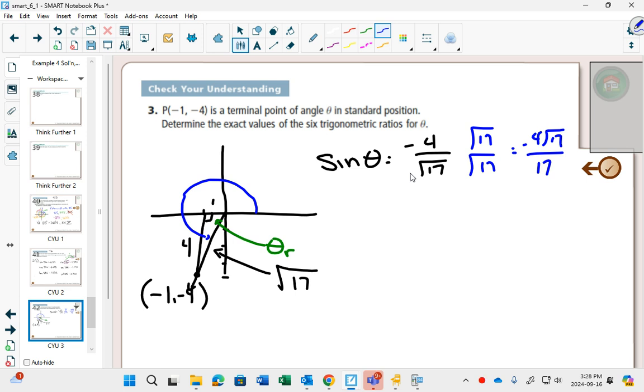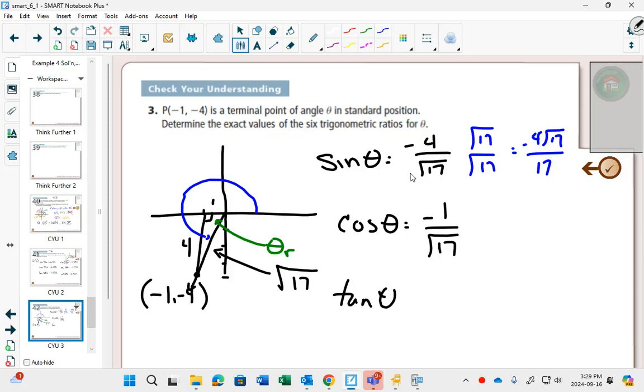A multiple choice that would probably look like this. But for you, you can keep the square root on the bottom. Same thing, cos. Quadrant 3, it's going to be negative. Adjacent. Right? That's why it's important to label your reference angle, because your adjacent is 1, hypotenuse is root 17.